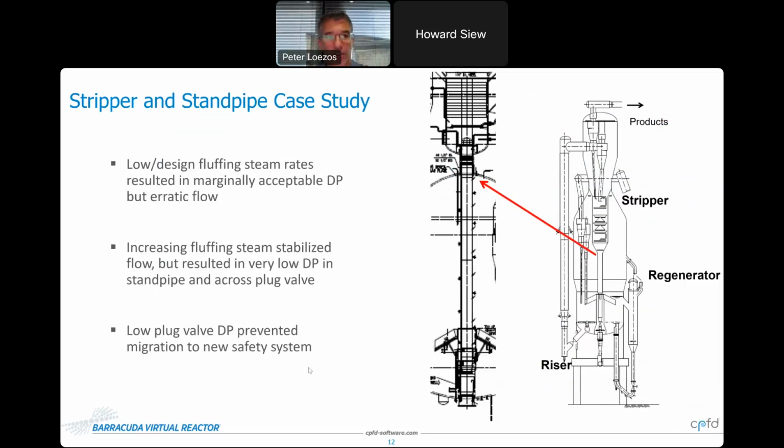So to summarize, the refiner needed low or designed fluffing steam rates, and that resulted in marginally acceptable DP, but erratic flow. Increasing the fluffing steam stabilized the flow, but resulted in very low DP across the standpipe and across the plug valve. And this low plug valve DP prevented their migration to their new safety system.